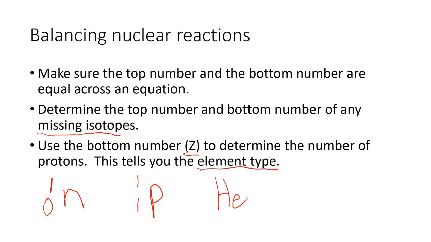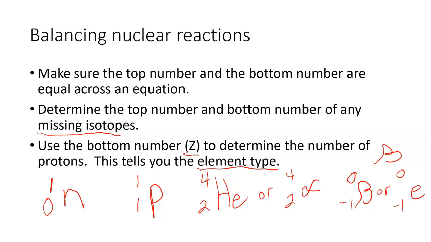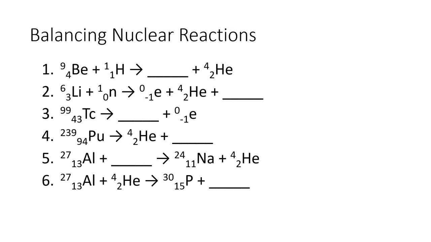Your helium particle, 4 over 2 alpha. So this is your alpha particle, can be written as either of these. Your beta particle can be written as 0 over -1 beta, or 0 over -1 e. So these are all going to help us to balance our nuclear reactions. So let's take a look at how we balance our nuclear reactions.